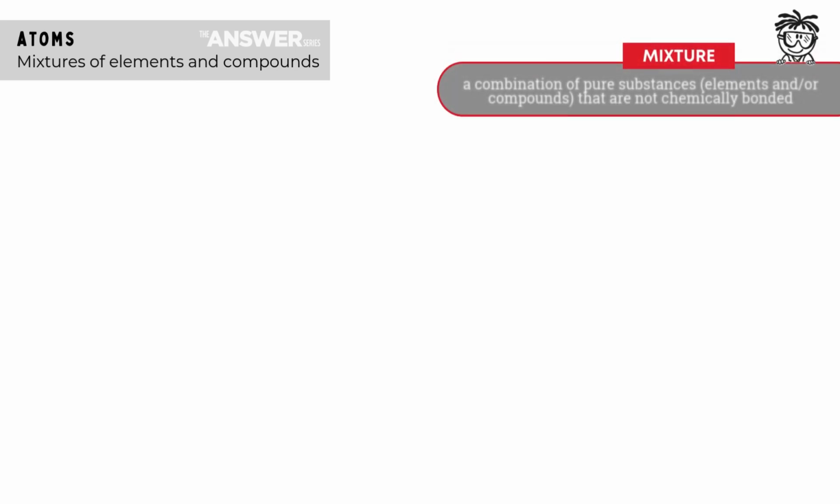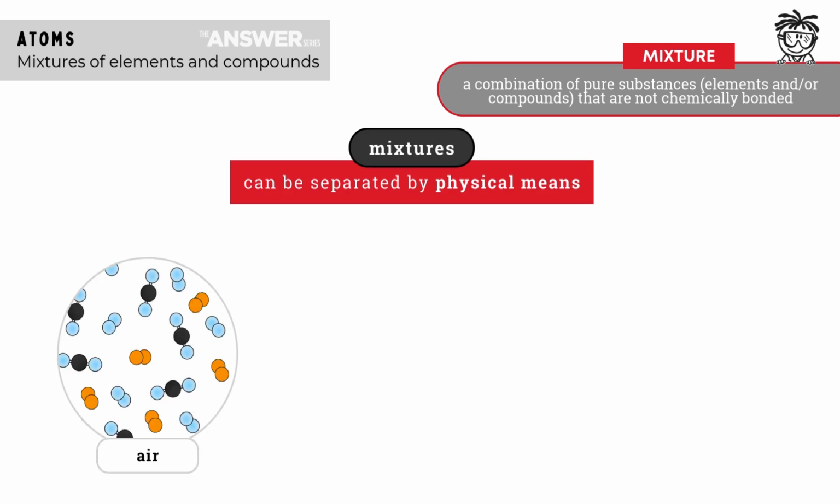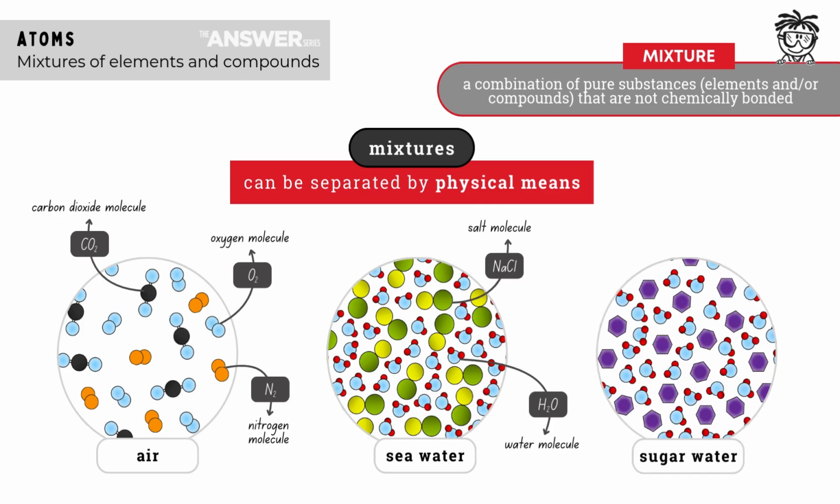A mixture, on the other hand, consists of a combination of different pure substances, in other words, different elements and/or compounds that are not chemically bonded together. Therefore, we can physically separate a mixture. Examples of mixtures include air, which is a mixture of different gases like oxygen, carbon dioxide, and nitrogen, seawater, which is a mixture of salt and water, and sugar water, which is a mixture of sugar and water.